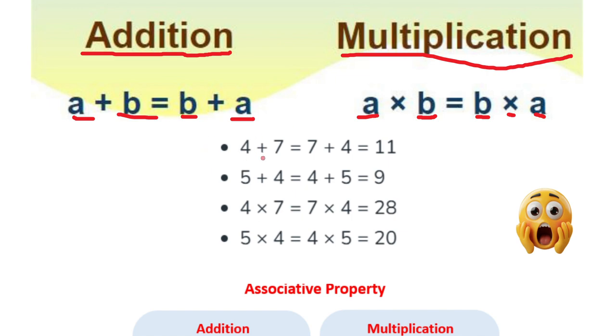Now, there are some examples. We have 4 plus 7. 4 plus 7 is the same as 7 plus 4, which eventually gave us an answer of 11. Another example is 5 plus 4. 5 plus 4 is the same as 4 plus 5, which our final answer is 11. Here we have 4 times 7, which is the same as 7 times 4, which gives us an answer of 28. The same as 5 times 4 would be the same as 4 times 5, which gives us an answer of 20.